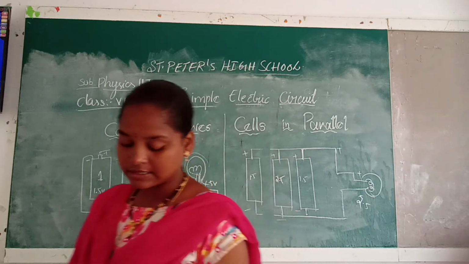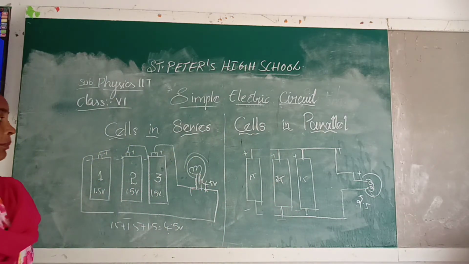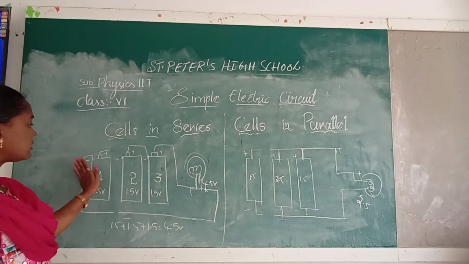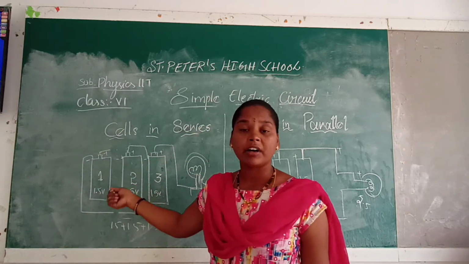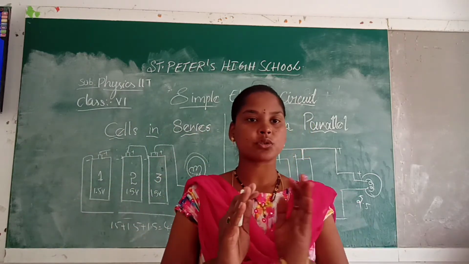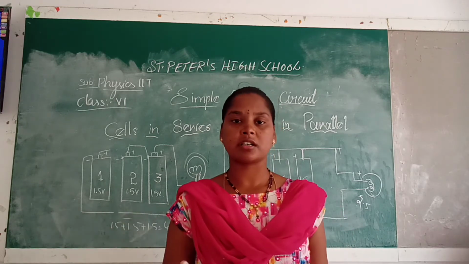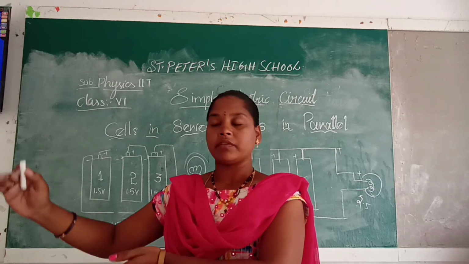This is regarding cells in series and cells in parallel, and bulbs in series as well as bulbs in parallel. In the same way, instead of cells, if you take only one cell and a number of bulbs in series, what happens? If one bulb stops glowing, the other bulbs also stop glowing. Why? Because it is one negative to one positive, again one negative to one positive, again one negative to one positive.